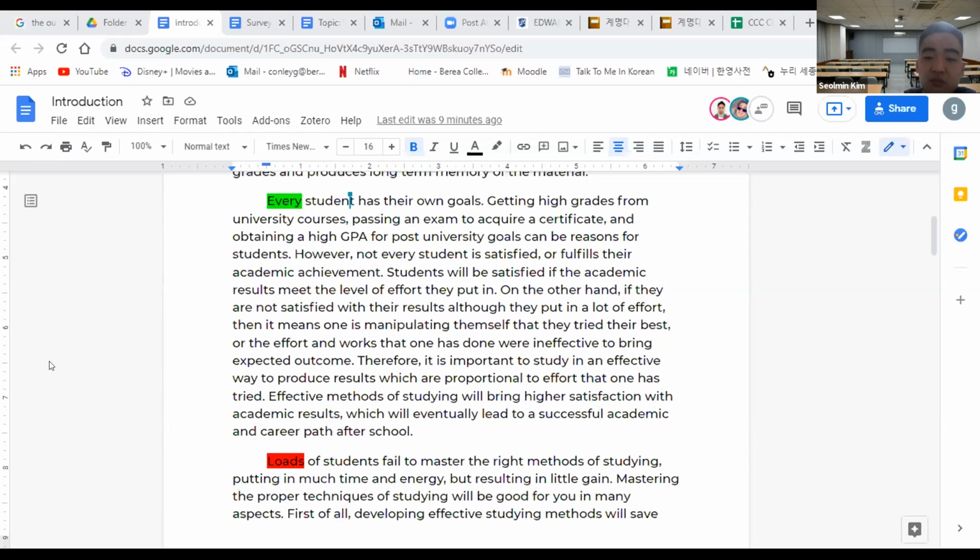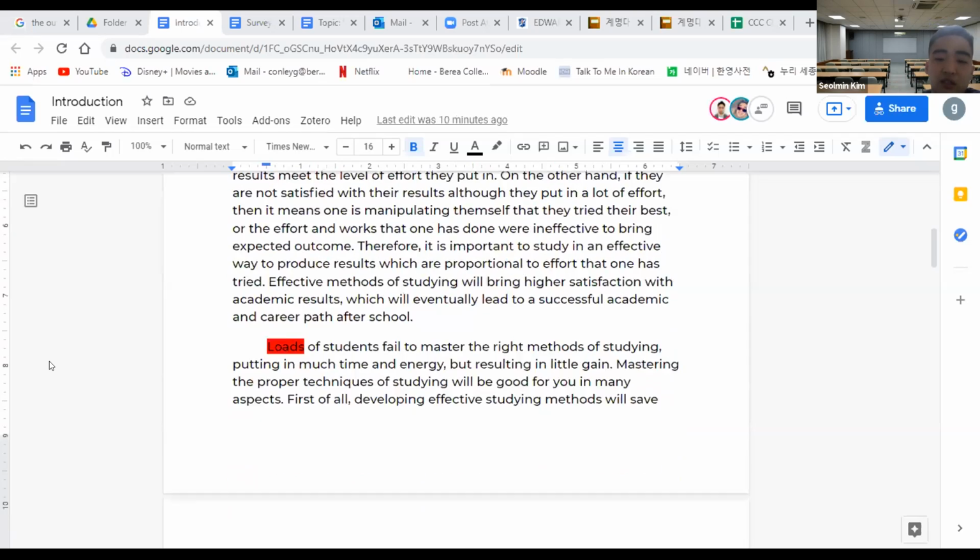Therefore, it is important to study in an effective way to produce results which are proportional to the effort that one has tried. So an effective method of studying will bring higher satisfaction with academic results, which will eventually lead to a successful academic and career path after school.